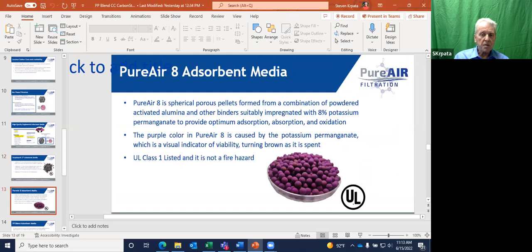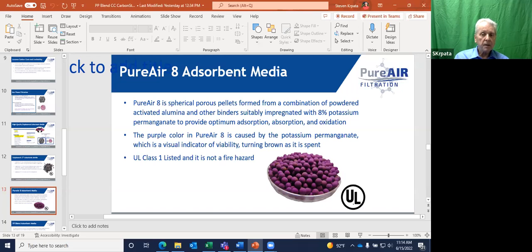PureAir 8 is a spherical porous pellet, formed from a combination of powdered activated alumina and binder with 8% potassium permanganate to provide optimum absorption, adsorption, and oxidation of a variety of gaseous contaminants which cause corrosion, odor, and unwanted gases. It's also UL class 1 listed, so it's not a fire hazard.